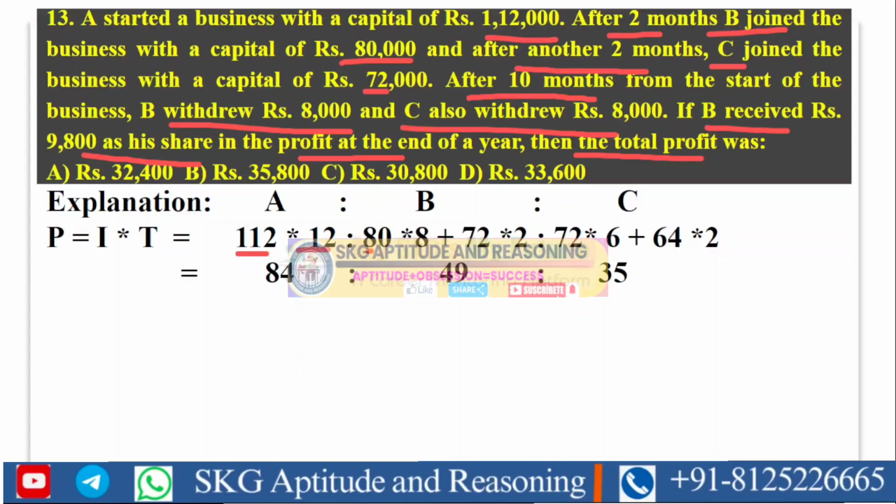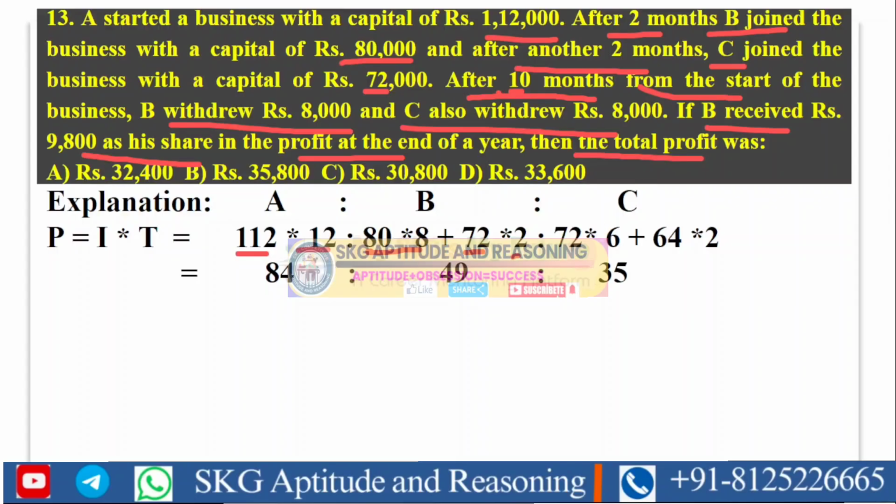So B joined after 2 months, which means B was in the business only for 10 months, but here one point was given: after 10 months from the start of business, which means for B it is only 8 months. Why? Because he joined the business 2 months later, which means he kept this 80,000 only for 8 months, and after that he withdrew 8,000. Now this 72,000 will be only for the remaining 2 months. And similarly, C joined the business another 2 months later.